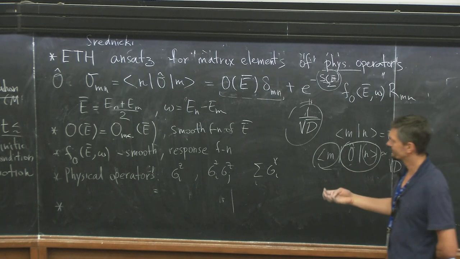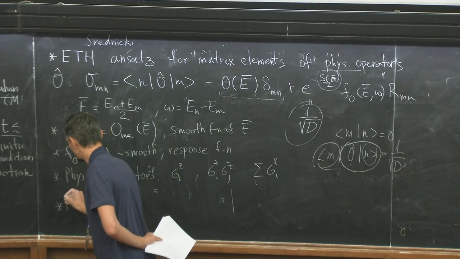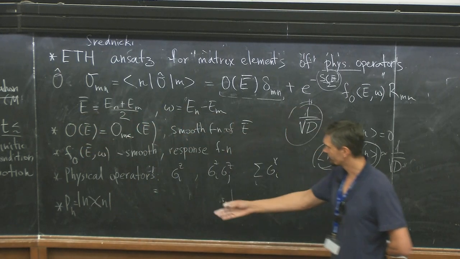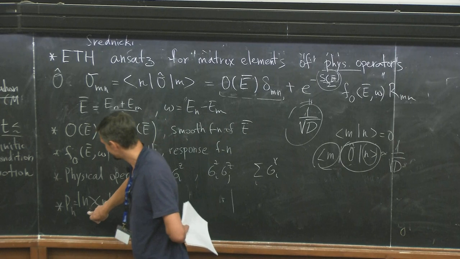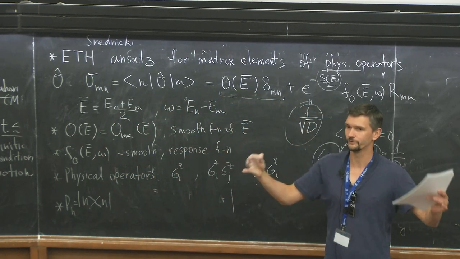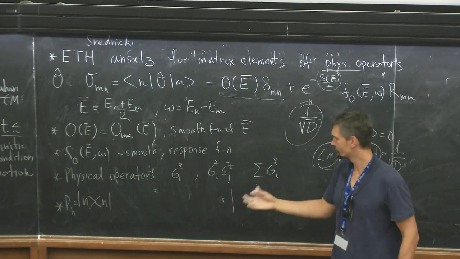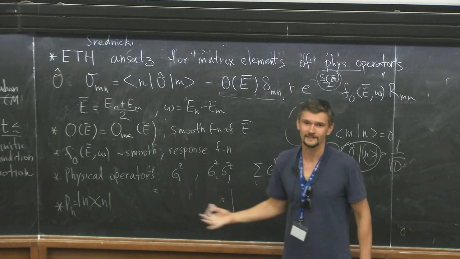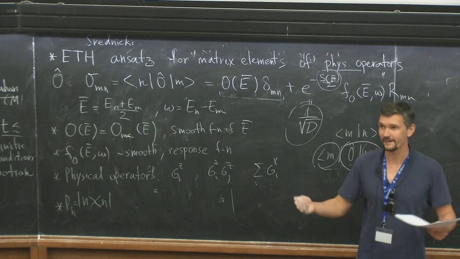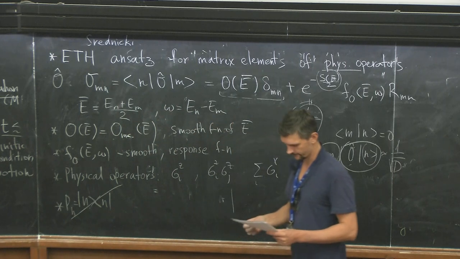Now, things that do not satisfy ETH are, for example, a projector onto an eigenstate, a many-body eigenstate. In operator form, those would look completely crazy. They would involve a lot of products of different spin operators. So that's something that you cannot reasonably measure in an experiment unless you have exponential precision and time. So this would violate ETH naturally.